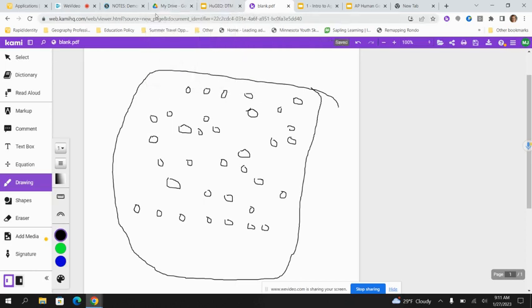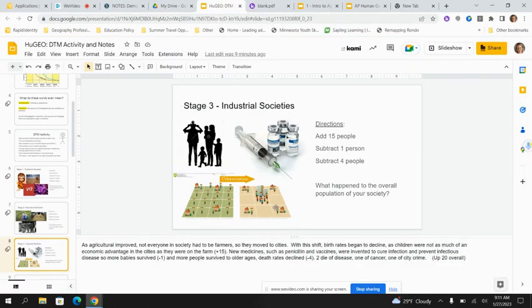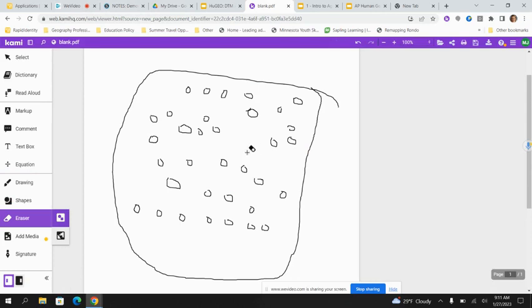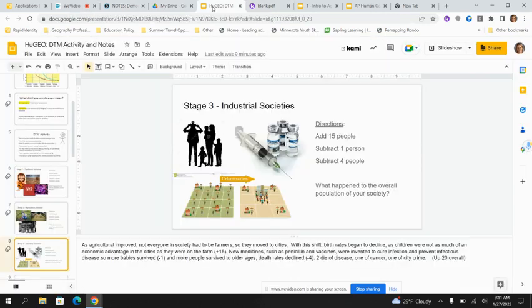But there starts to be more advancements in medicine and in things like antibiotics and penicillin. Vaccines are invented to cure infection and prevent infectious diseases. So more babies do survive. Because of this, the infant mortality in this community is, we're just going to have one child that doesn't make it. The death rates decline. 2 die of disease, 1 dies of cancer.